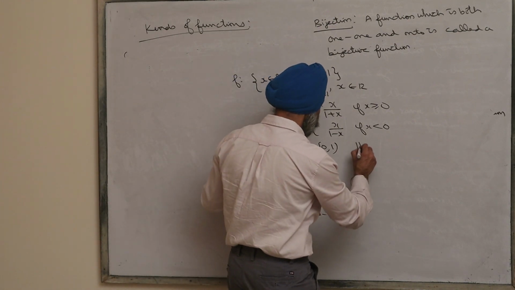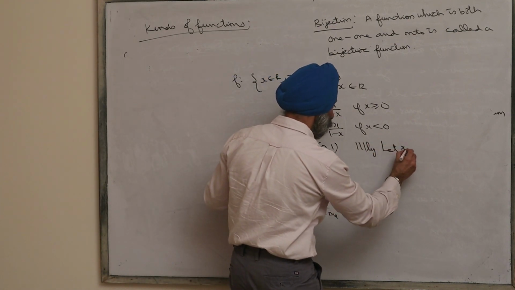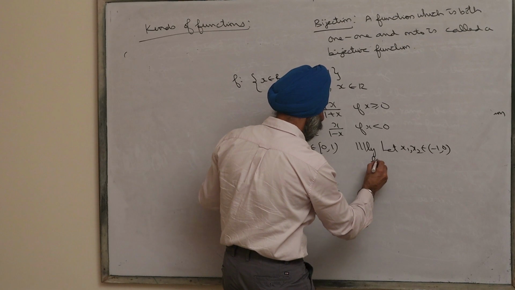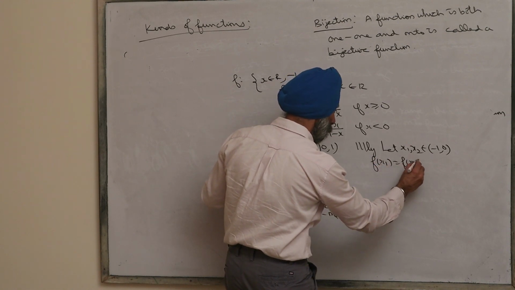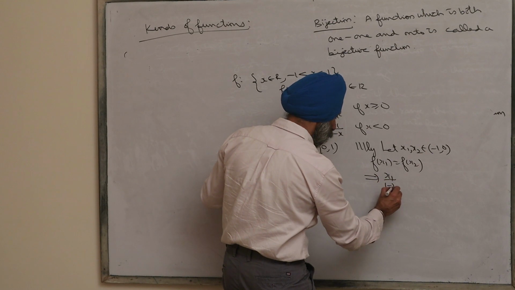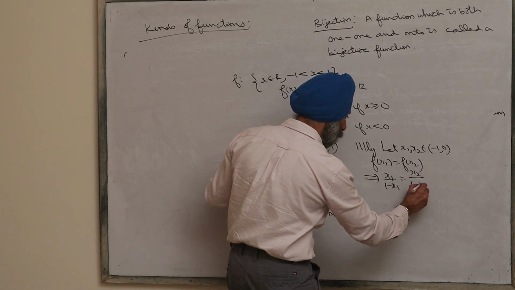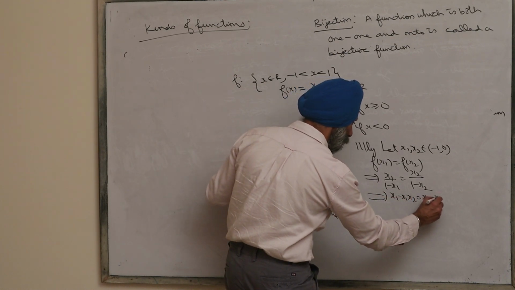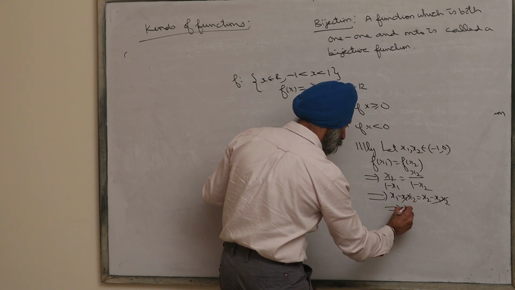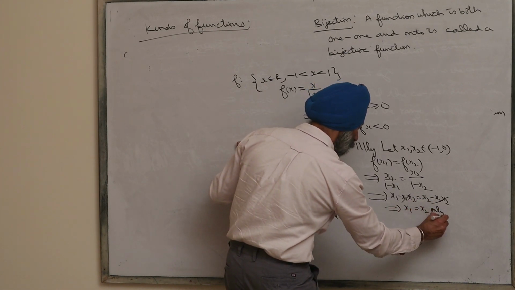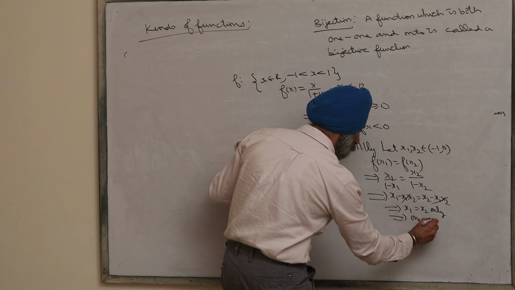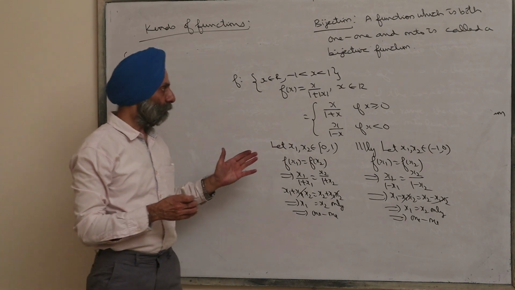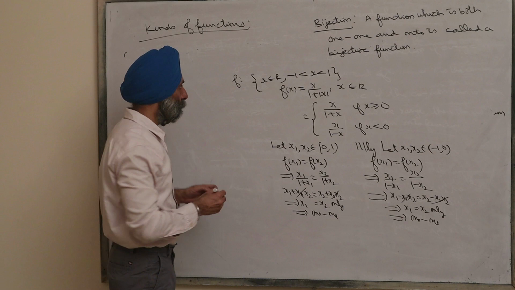Similarly, let x1, x2 belong to -1 to 0. So f(x1) is equal to f(x2) implies that x1 over 1 minus x1 is equal to x2 over 1 minus x2. So this implies x1 minus x1 x2 is equal to x2 minus x1 x2. So this implies that x1 is equal to x2 only, implies that it is 1-1. So which clearly shows that this function is a 1-1 function here. Now we have to show that this is onto also.